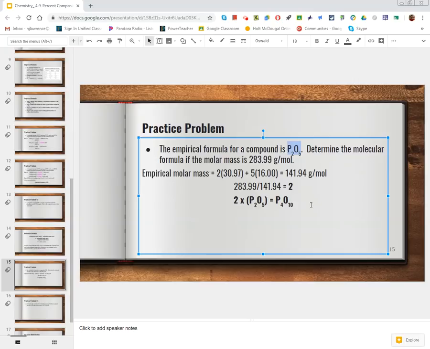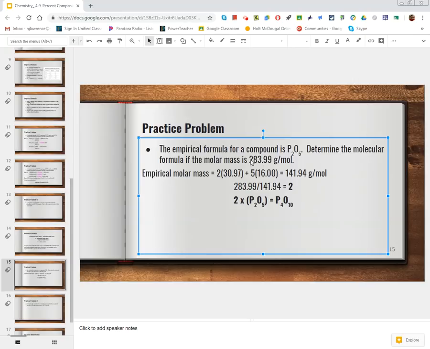What you're going to do is use the equation you just saw on the screen before. But before I do that, I have to determine the empirical molar mass. If I know how much this weighs and how much my unknown molecule weighs, I can figure that out off the periodic table. 2 phosphorus, that's the mass. 5 oxygens, that's the mass. So now I know my empirical formula mass.